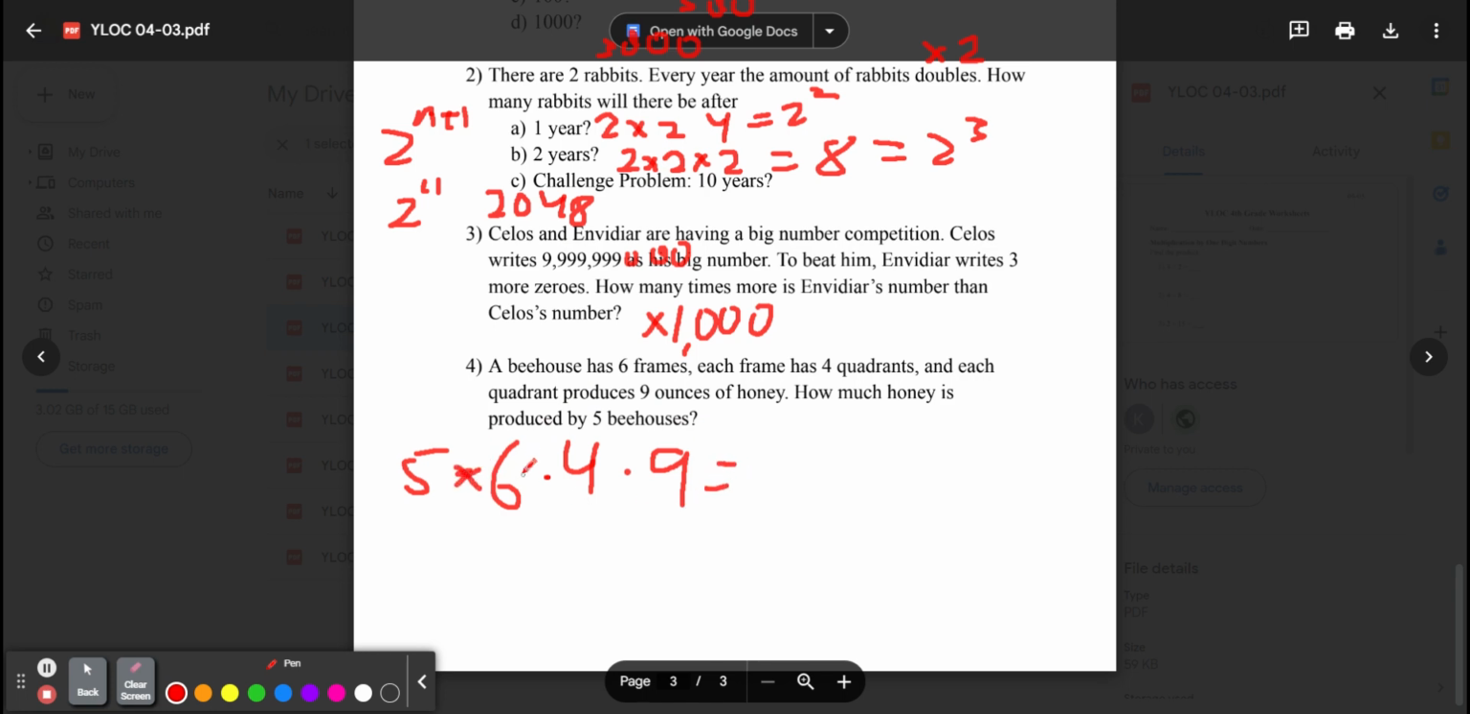Oh, by the way, these dot symbols mean the same as multiplication. So 5 times 6 is 30. 30 times 4 is 120. 120 times 9, well, that's 1,080. And so we end up with 1,080 ounces of honey.